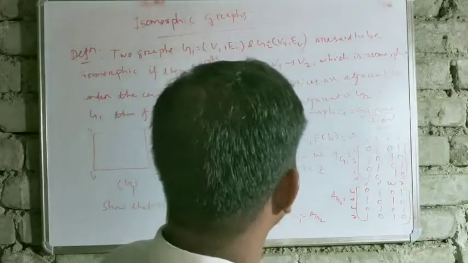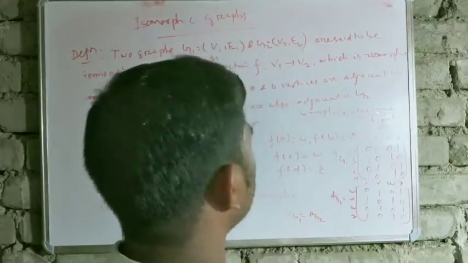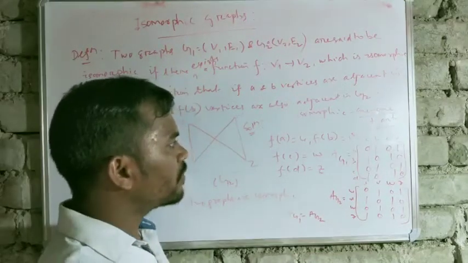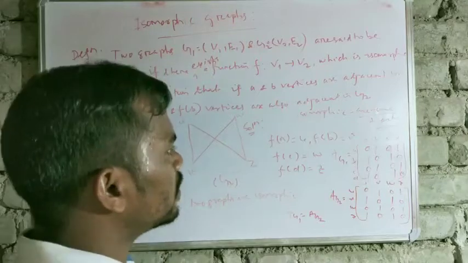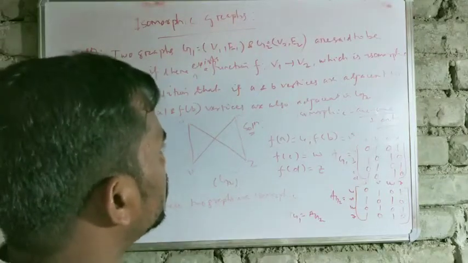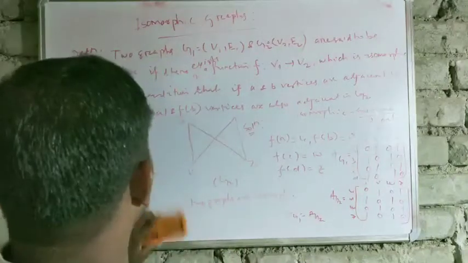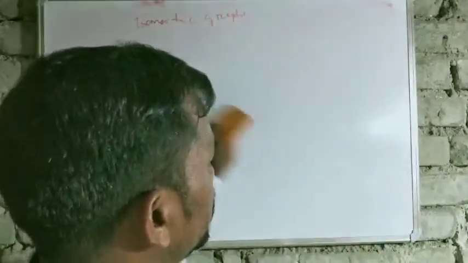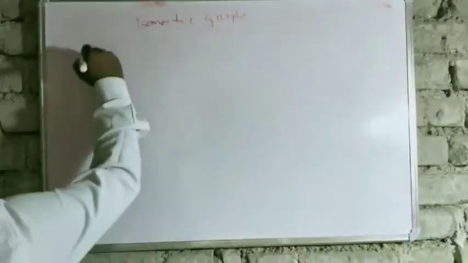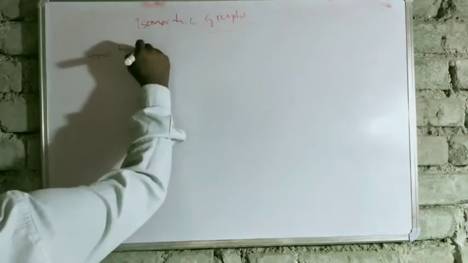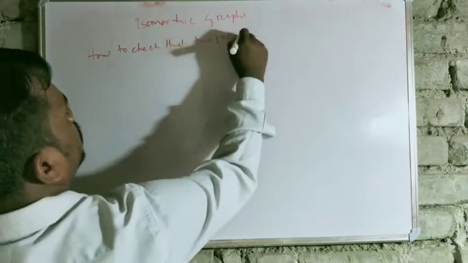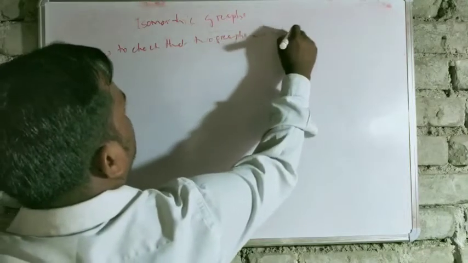Okay, so now if two graphs are given, how will we check that these two graphs are not isomorphic? That means there are some properties. If it is non-isomorphic, then what you have to observe or notice is how to check that two graphs are not isomorphic.